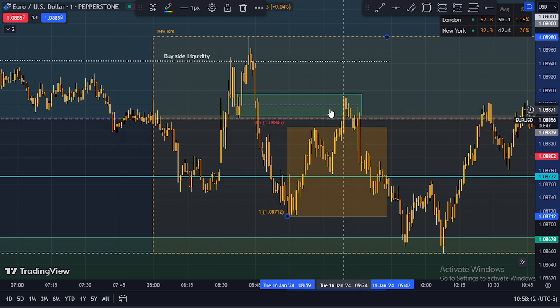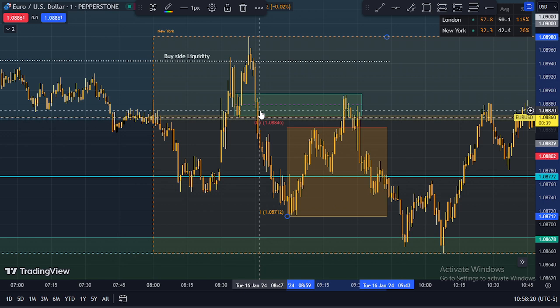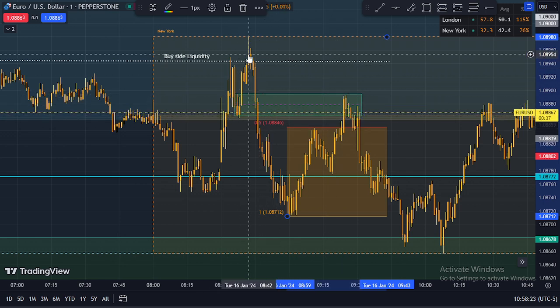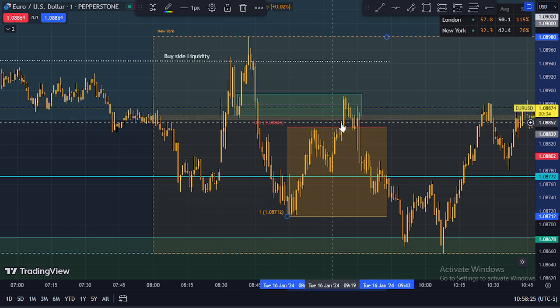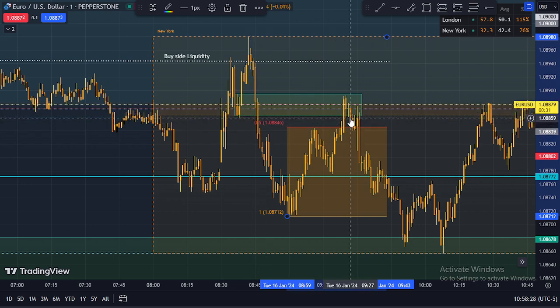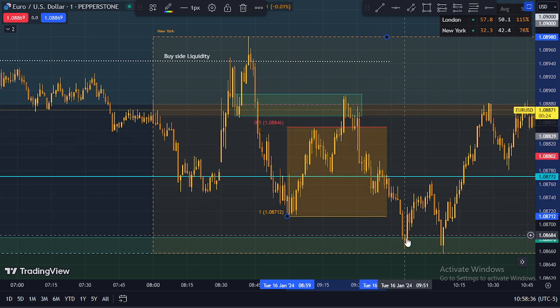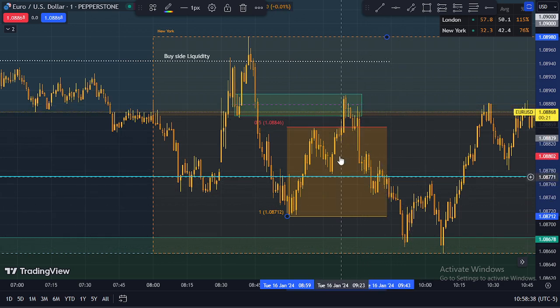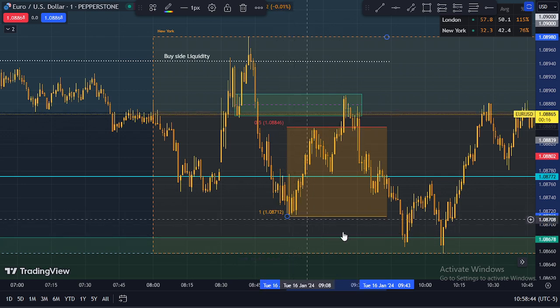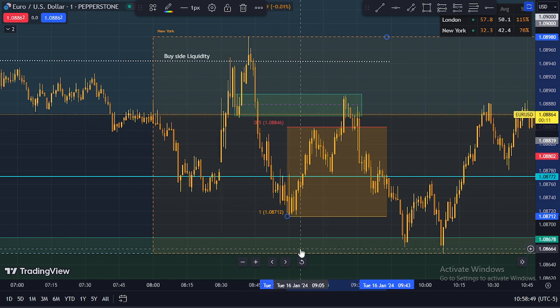We were at premium, so this breaker was at premium, and also we had this inefficiency which was at premium. Because we had already taken buy side right here, there was no need for price to go back in again. So we expected that price would respect the breaker because we are at premium level, and then we sell those, targeting this low, and eventually targeting this fair value gap.